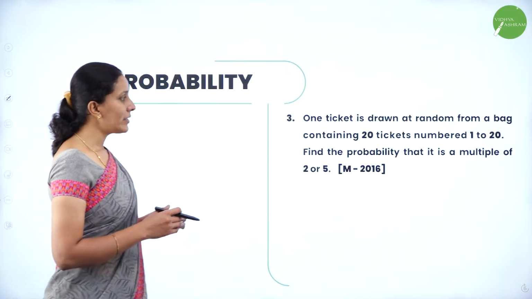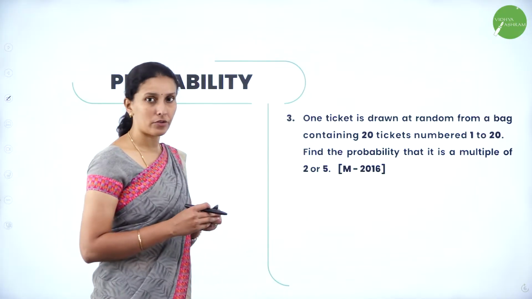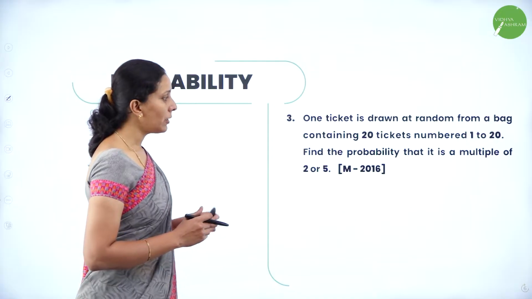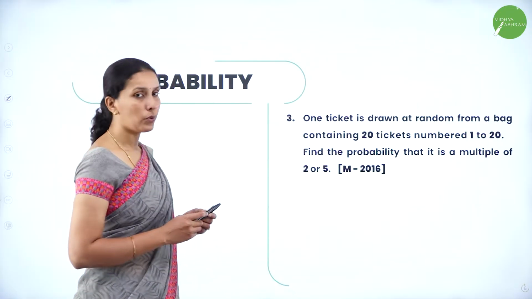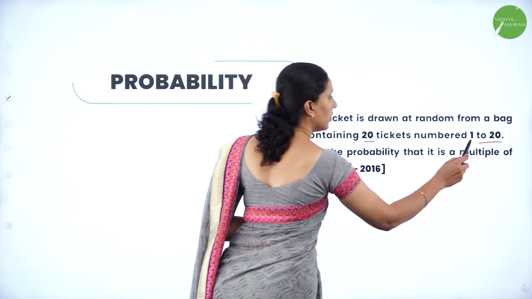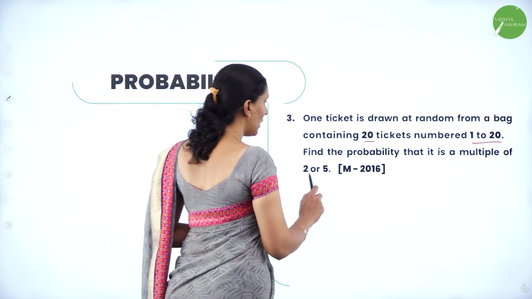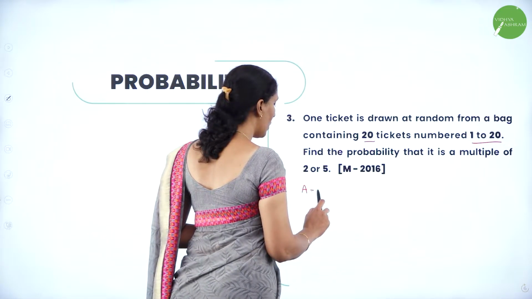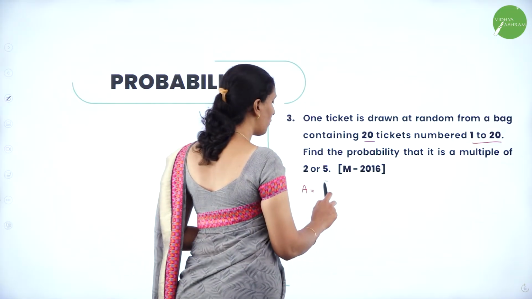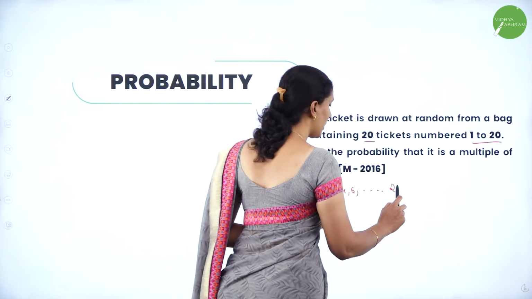Next, one ticket is drawn at random from a bag containing 20 tickets, numbered from 1 to 20. Find the probability that it is a multiple of 2 or 5. So let's see here. Total is 20. So we have 20 tickets, and let me consider set A, where we will write the tickets which are multiples of 2. That means we have 2, 4, 6 until 20.